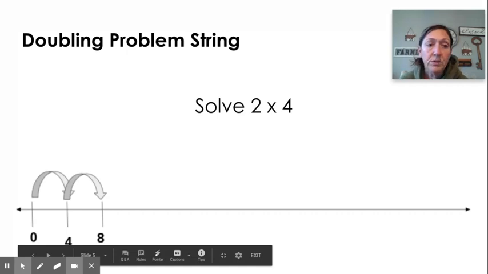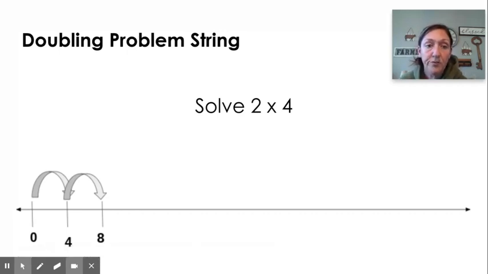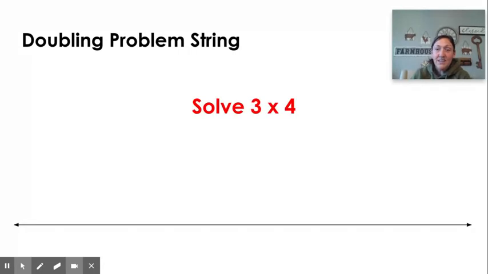I'm looking for you to do 2 jumps of 4 on your number line. So from 0 to 4 is 1 jump. From 4 to 8 is 2 jumps. 2 jumps of 4 equals 8. 2 times 4 is 8. Did you get that written down? Okay, good. The next one is 3 times 4.